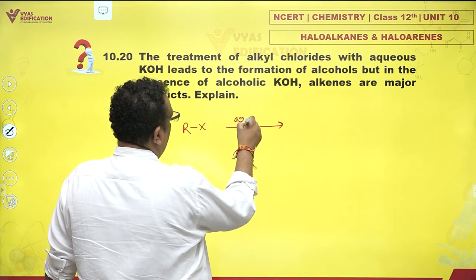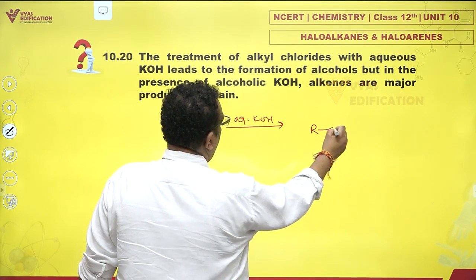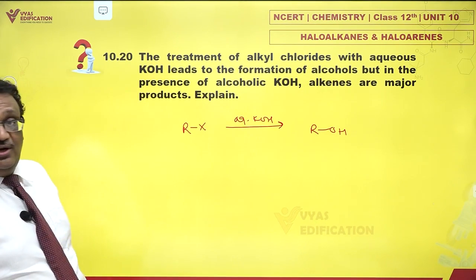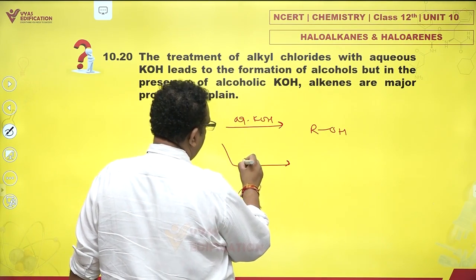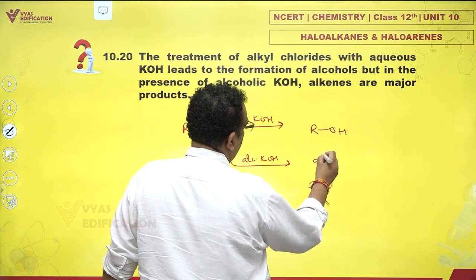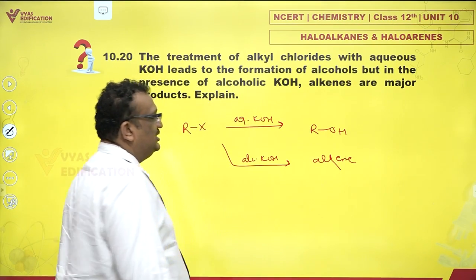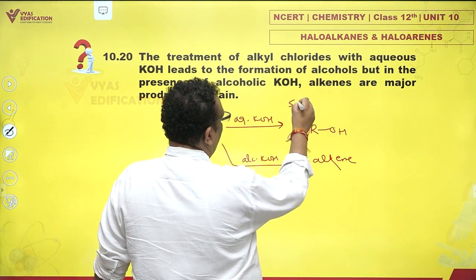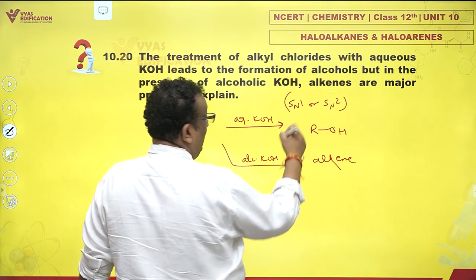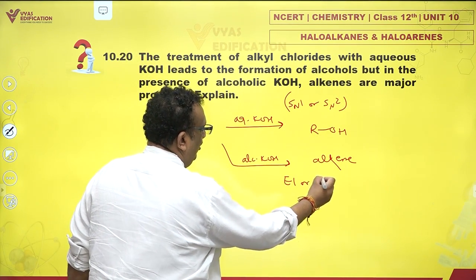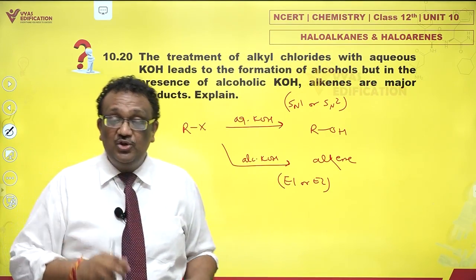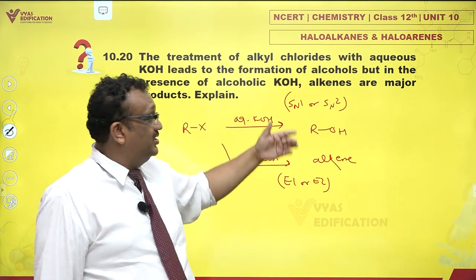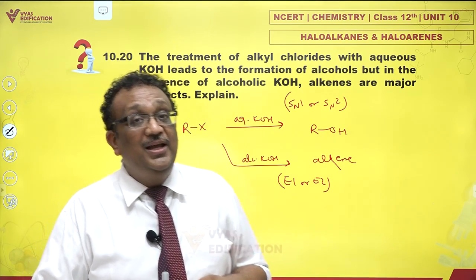RX, aqueous KOH gives ROH. Okay. But in presence of alcoholic KOH, alkenes are the major products. Explain. See, this is a substitution reaction, classically, typically SN1 or SN2. And this is elimination E1 or E2. So the question is, by changing the solvent from aqueous to alcoholic, why is it that the substitution reaction actually changes to elimination reaction?